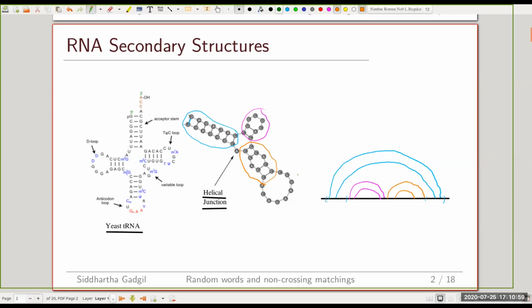So you see some nice geometry here. Okay, I've straightened this out and I'm simply noting the bonds. The key point to notice is that they don't cross each other. Okay, that is the one point to notice.